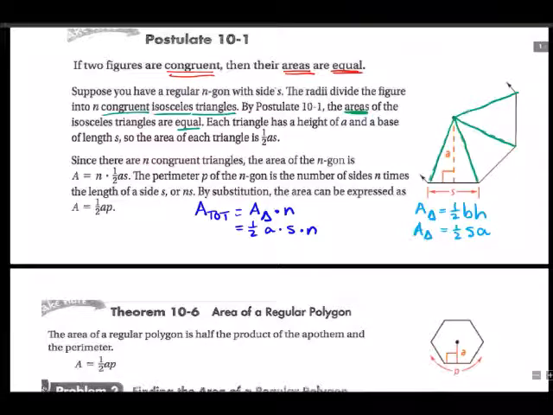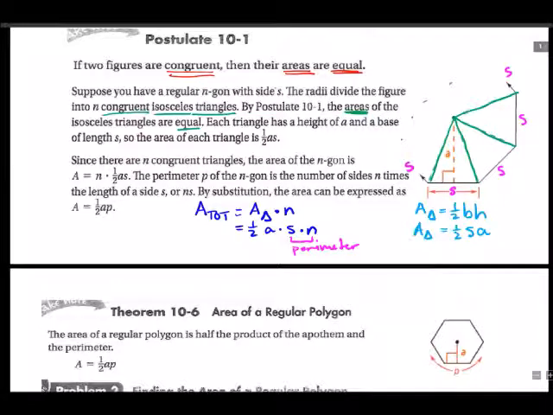Now what I want you to look at here is, what is this right here? S is the length of the side. So this side is S, this side is S, this side is S, all the way around. If I take the length of the side times the number of sides, I get the perimeter.